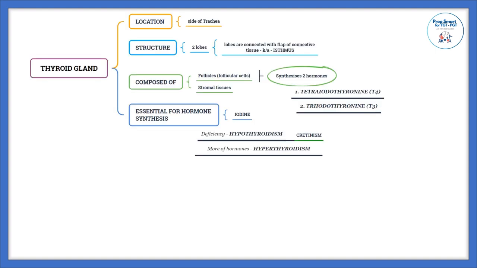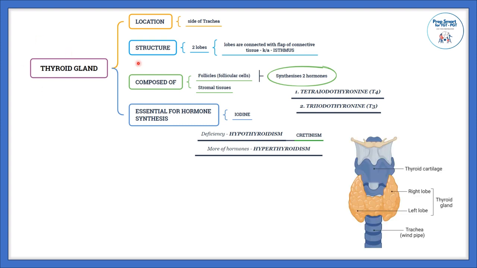Thyroid gland is stimulated by the thyroid stimulating hormone, that is TSH, secreted from the anterior part of the pituitary gland. The location of the thyroid gland is the side of the trachea. Here we can see in the diagram, this is the tracheal windpipe, this is the thyroid cartilage, and it is a lobular structure. It has 2 lobes, the right lobe and the left lobe. In between, the tissue present is called isthmus, which is basically a thin flap of connective tissue that connects the right and left lobe.